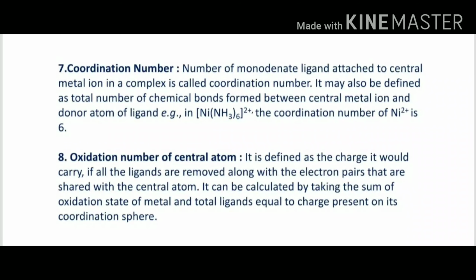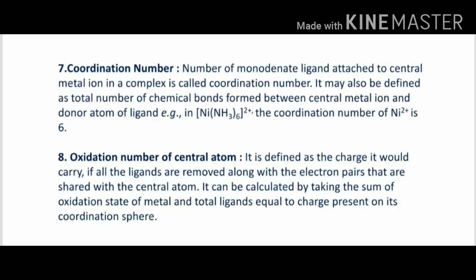The next, coordination number. The number of monodentate ligands attached to the central metal ion in a complex is called the coordination number. It may also be defined as the total number of chemical bonds formed between the central metal ion and the donor atoms of ligands. Example is hexaamminenickel(II) ion. Here the coordination number of Ni2+ is 6, because the central metal ion is a nickel ion connected to 6 amine ligands. So the coordination number is 6.